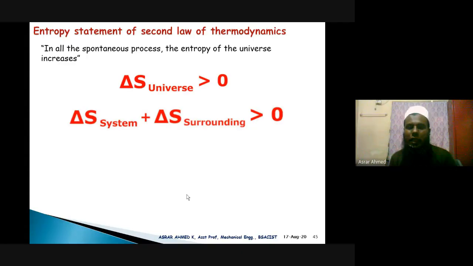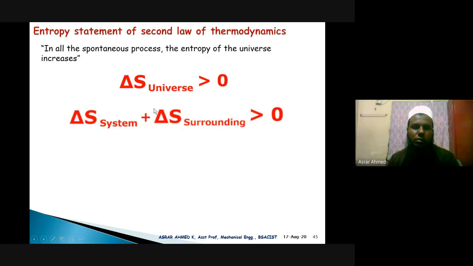Suppose that I take a beaker of water and I want to do some analysis on it. So the beaker of water is my system. What is surrounding? Apart from the system, everything is surrounding. So what is there in the universe? I have system and surrounding. If you add system and surrounding, that is my universe.